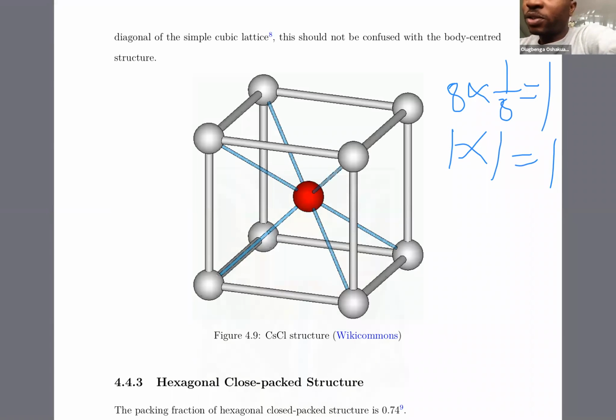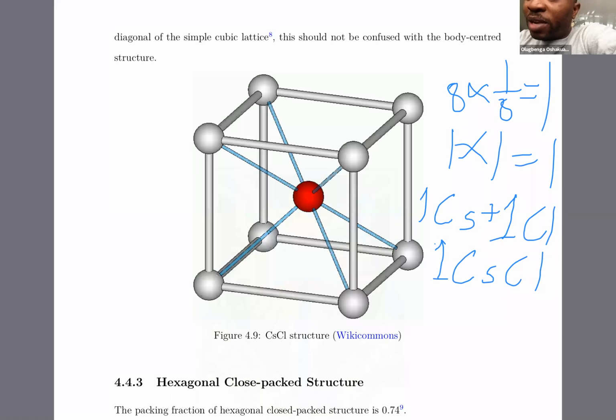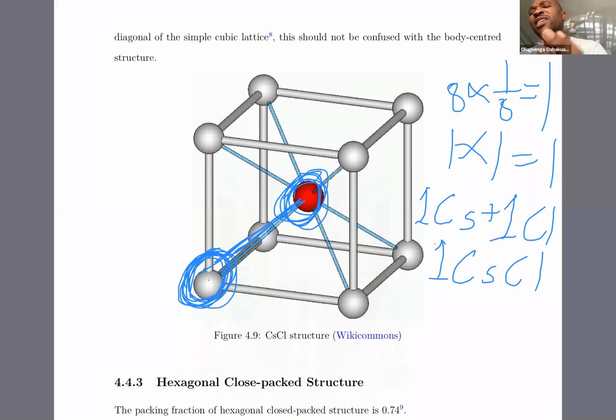So the major point is that in this structure, we have 1 Cs and 1 Cl, and that means we have 1 CsCl. So in the structure, we have 1 molecule of cesium chloride. The structure can be best described as a simple cubic because this particular atom is said to be connected to this particular atom to form a bond. So this particular cesium and this particular chlorine can be said to form a bond, to form a molecule.